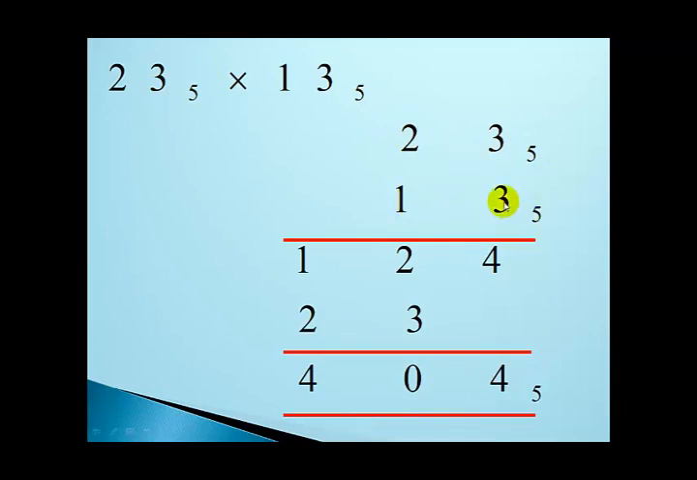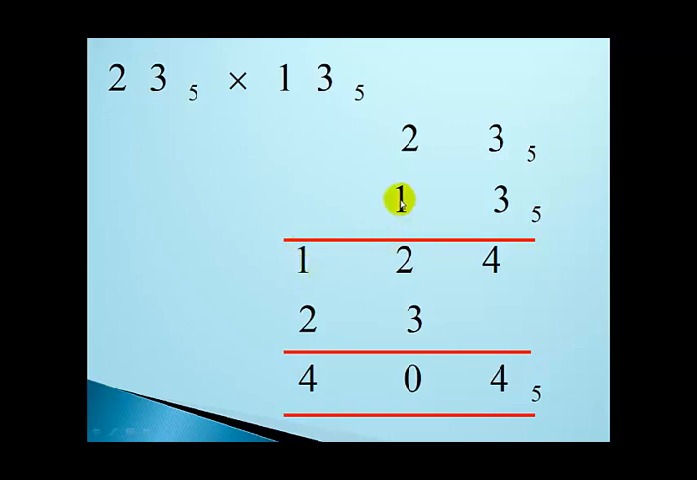Now 3 times 3 is giving us 9, and 9 in base 5, the remainder is 4, and the number of group of 5 in 9 is 1. So now we keep the 1. 3 times 2 is 6. 6 plus the 1 will give us 7. Now 7 in base 5. How many groups of 5 do we have in 7? Is 1, and the remainder is 2. So we have the remainder 2, and the number of group is 1.